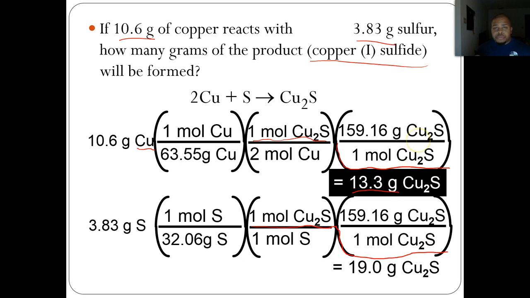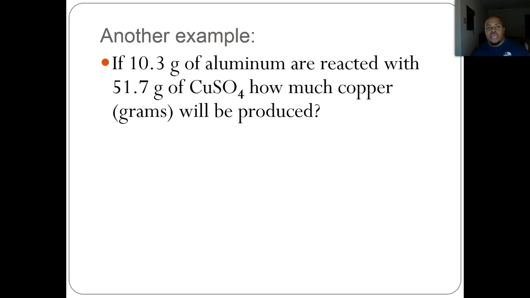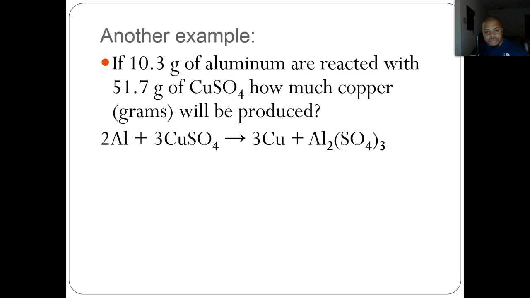Now, notice how the question was phrased. How many grams of the product, copper 1 sulfide, will be formed? This can be asked in many different ways, so you want to be prepared for it. Okay? Now, another example. If 10.3 grams of aluminum are reacted with 51.7 grams of copper sulfate, copper 2 sulfate, how much copper will be formed or produced?